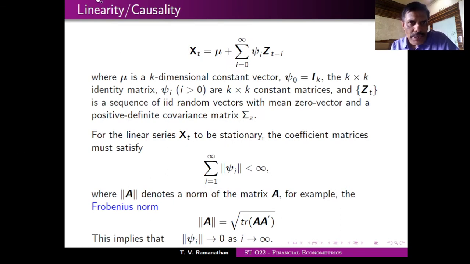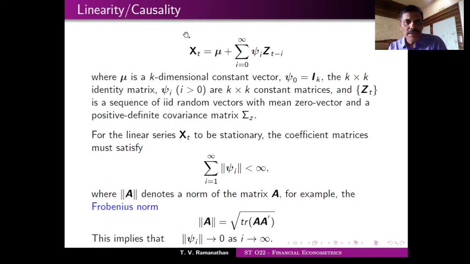Now, there is a terminology problem here. Some people call it linearity. Basically, this is causality, what we have learned in the univariate case. So if xt can be represented like this, now xt is a vector, and this is a vector white noise with mean 0 and a covariance matrix sigma z. Earlier we were discussing a white noise with mean 0 and variance sigma square. That was the univariate case. Now this is vector valued. So the mean is the 0 vector and there is a positive definite covariance matrix sigma z. So sigma square is replaced by this.